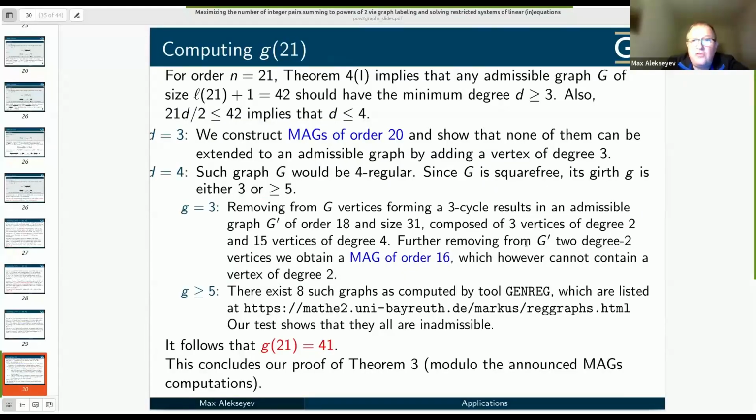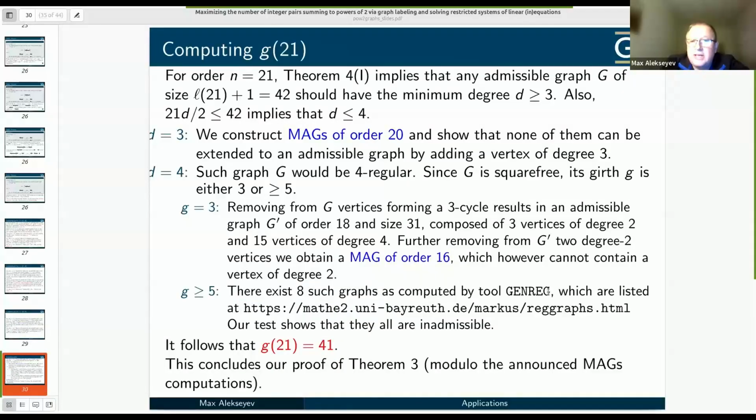furthermore, we remove 2 degree 2 vertices in the resulting graph, and we obtain max of order 16. Then we consider all max of order 16 and try to reverse these 2 operations back and check if the graph we obtain is admissible. It turns out that no graph is admissible. And if the girth is at least 5, then in fact there exist just 8 such graphs.